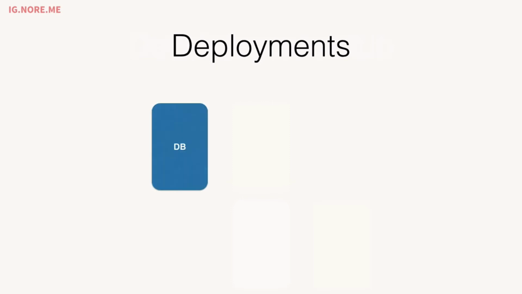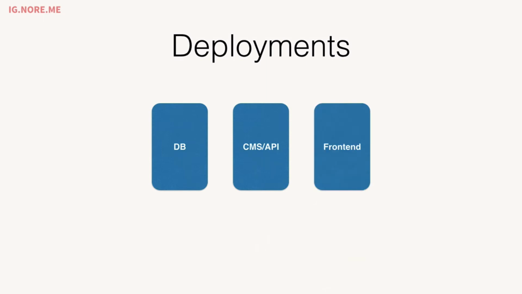So you would start with your database, but you can't just remove fields that your CMS and API still depend on. Next, you would have to deploy that CMS API layer, but again, you can't remove anything there that the front end still depends on. And in turn, you couldn't deploy the front end first, for example, if you have any new features that might not be available yet in the CMS and API. So this just means that you have to be very careful.